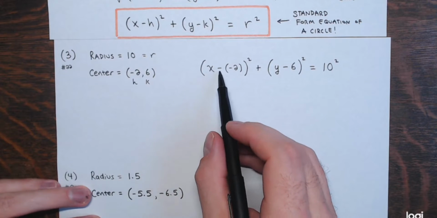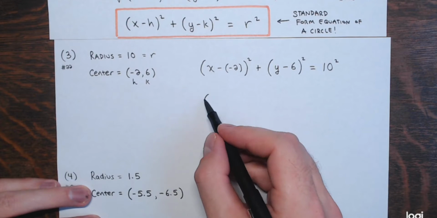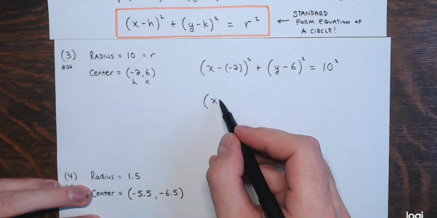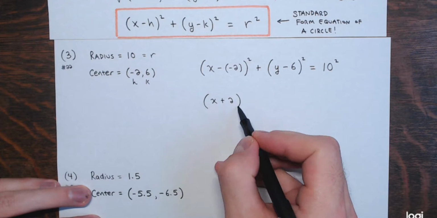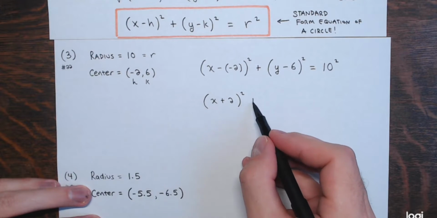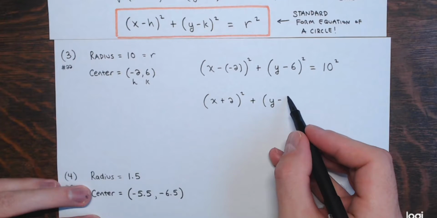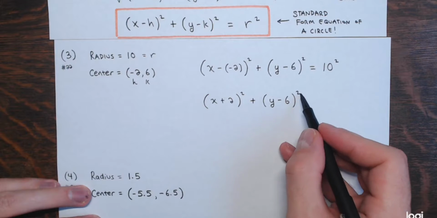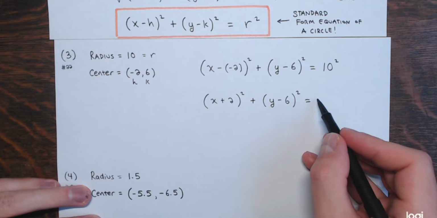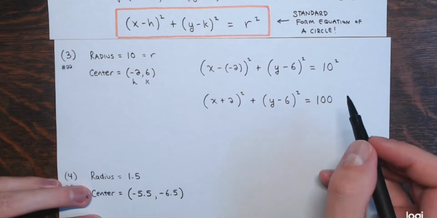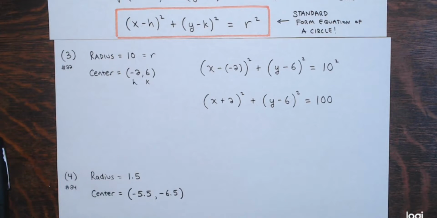All right, and then we simplify. Now x minus -2, that's x plus 2, right? So this is the quantity x plus 2 squared, plus, and then y minus 6 is just y minus 6. So the quantity y minus 6 squared equals 10 squared, which is 100. And there we go.